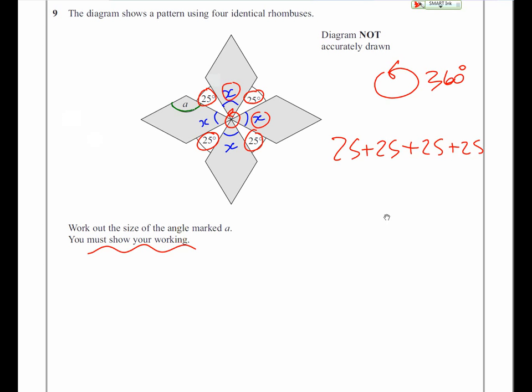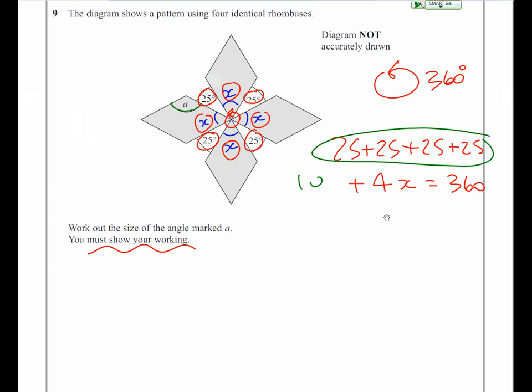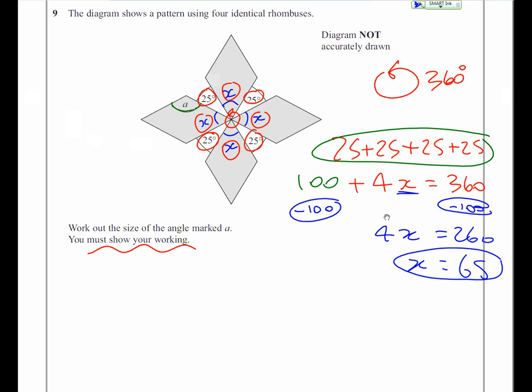Plus 4x's, and we get to 360. Okay, 25 plus 25 plus 25 is 100. Minus 100, again, it's one of these linear equations we're trying to solve to find x. Okay, so 4x equals 260. 260 divided by 4, you can half it again, and you're going to get 65. Okay, so each of these angles is 65.